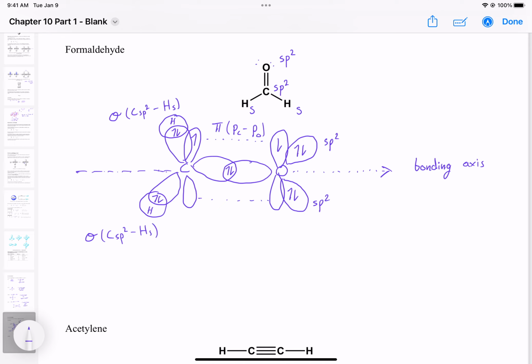And then lastly, this bond over here is the sigma bond, so another sigma bond, C sp2 to oxygen sp2, like that. Okay, so that's how we draw the picture for formaldehyde.